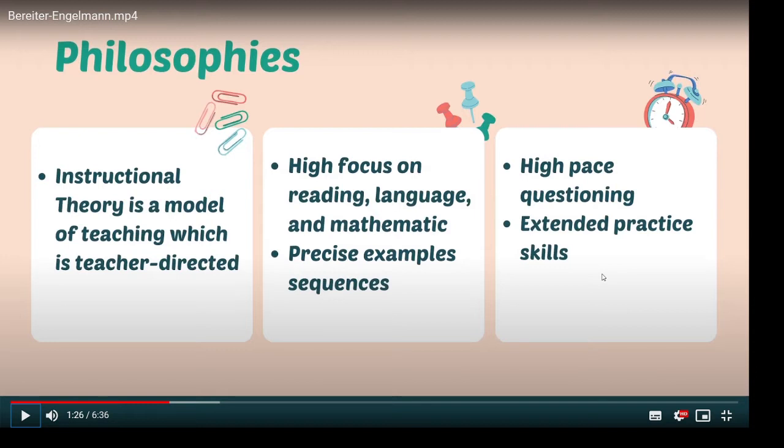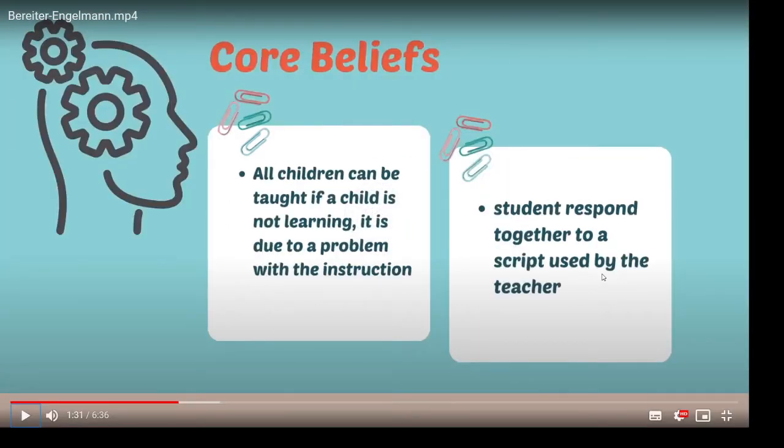So here we are responsible. We are responsible for whatever children learn. Okay, so here we have the core beliefs. All children can be taught. If a child is not learning, it is due to a problem with the instruction. So yes, we are responsible as teachers for whatever the children learn. So we cannot just take credit for what they did learn. We have to take credit for what they didn't learn or mislearned also.